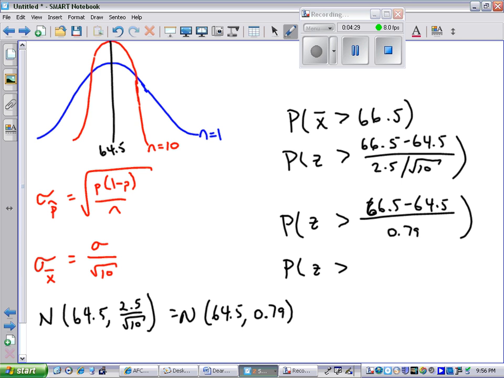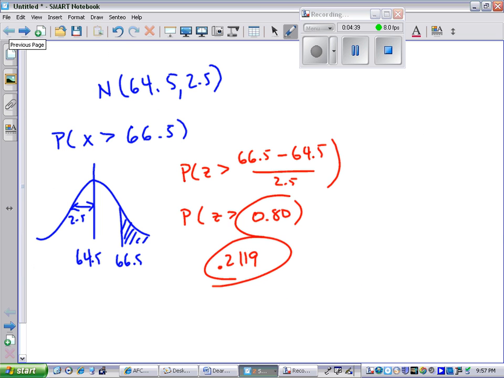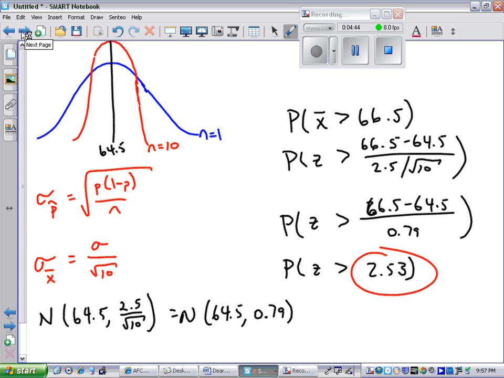When I standardize that, I get 2.53. Notice that z-score is much bigger than the z-score we had here, 0.80. Which means this is more standard deviations from the mean, which means this is more unusual. In fact, this probability is less than 1%, 0.0057.